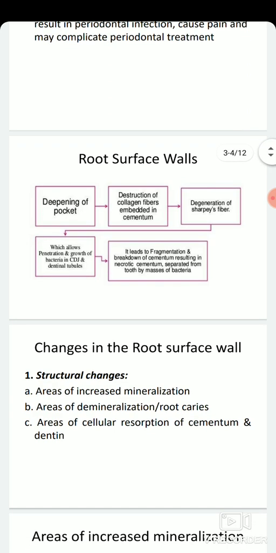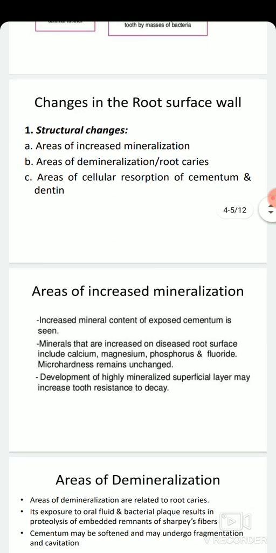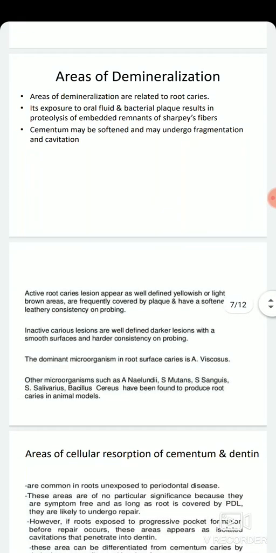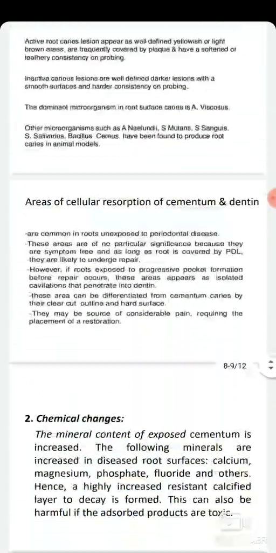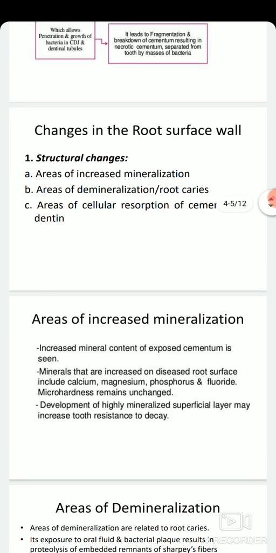Root surface changes are studied under three headings, that is structural change, chemical change, and cytotoxic changes. Coming to structural changes, they are studied under three headings: areas of increased mineralization, areas of demineralization, and areas of cellular resorption of cementum and dentine.